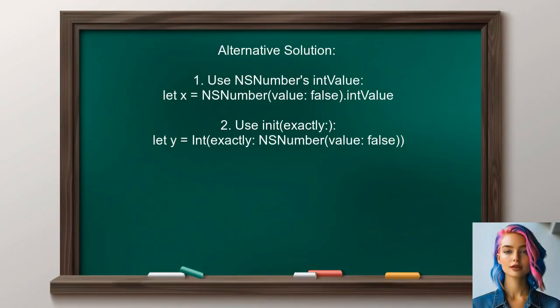One alternative solution is to use the intValue property of NSNumber. You can convert a bool to an int like this: let x = NSNumber(value: false).intValue. Another option is to use the initializer init(exactly:), which allows you to write let y = Int(exactly: NSNumber(value: false)).